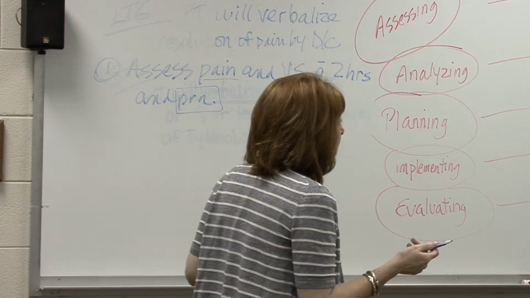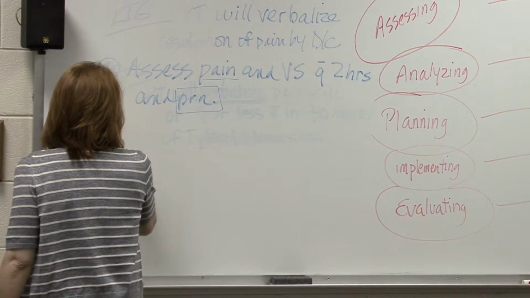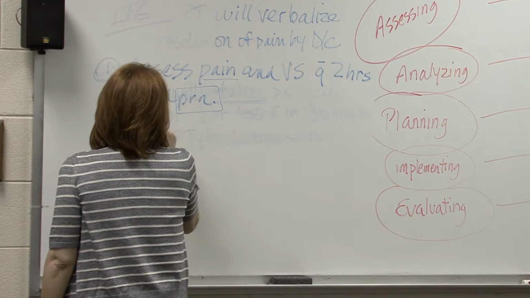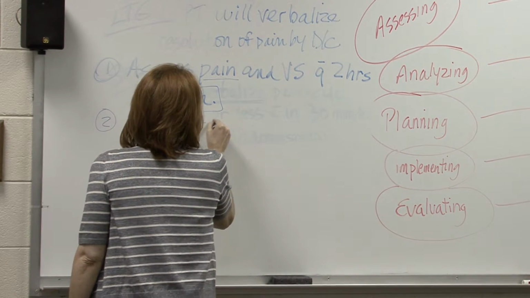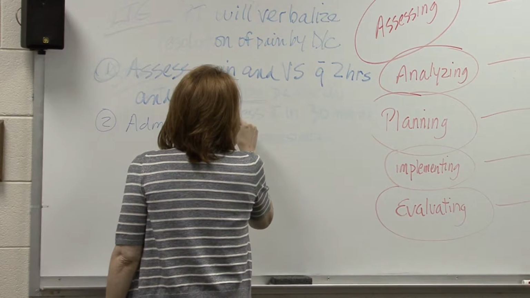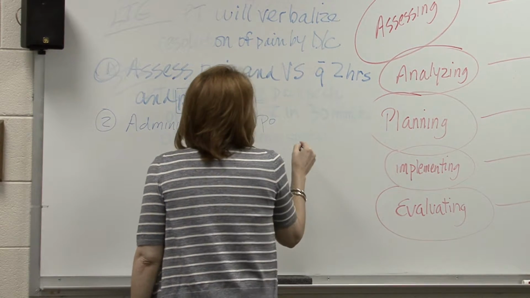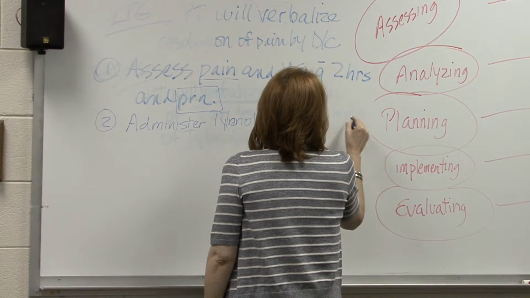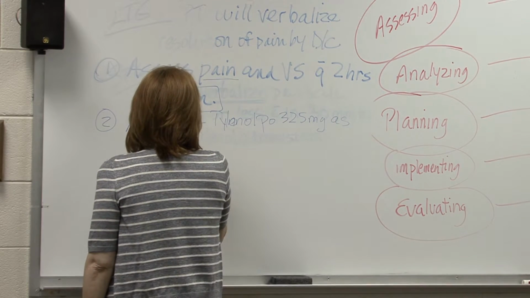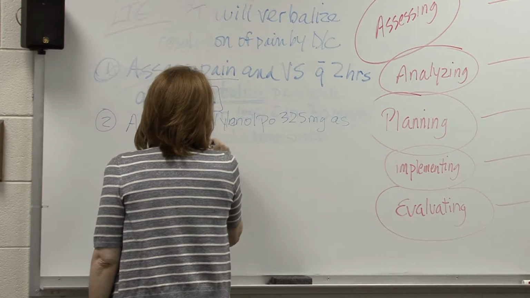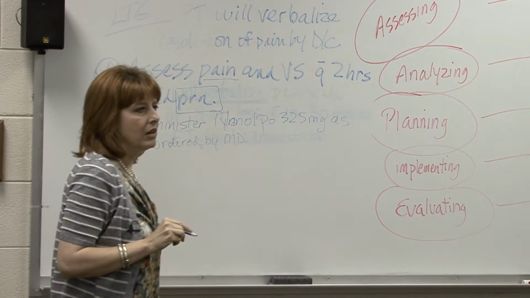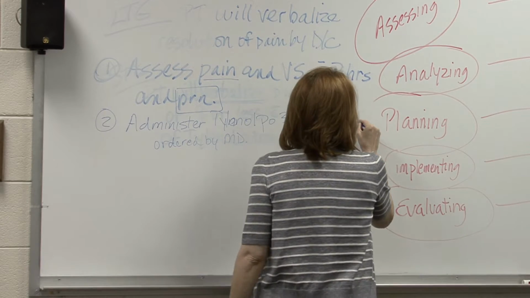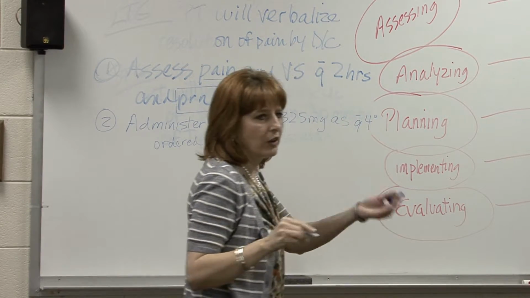So we've assessed our patient. What's our second intervention? Administer Tylenol. So I'm going to say administer Tylenol, PO, 325 milligrams as ordered by MD. Okay? And this, you can even put like Q4 if that's what your order is, and you'll know that by looking at your MAR.